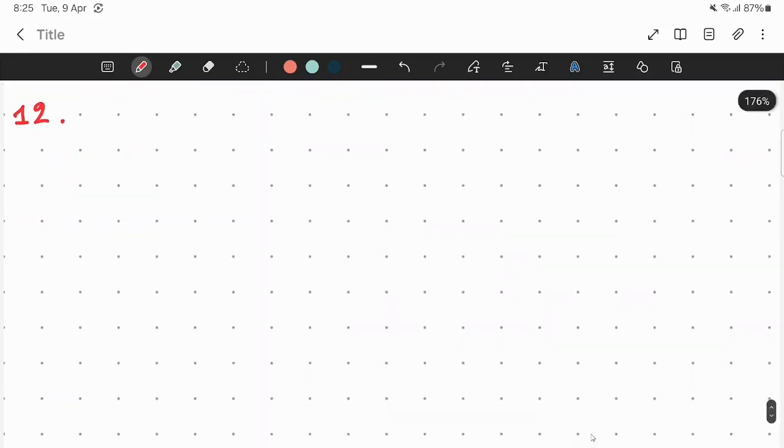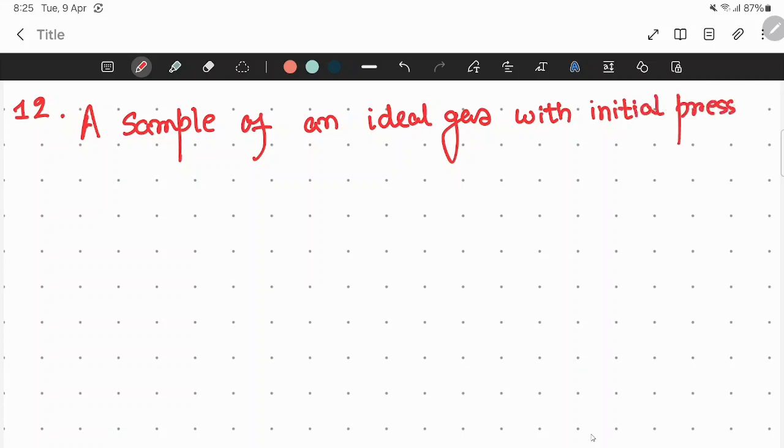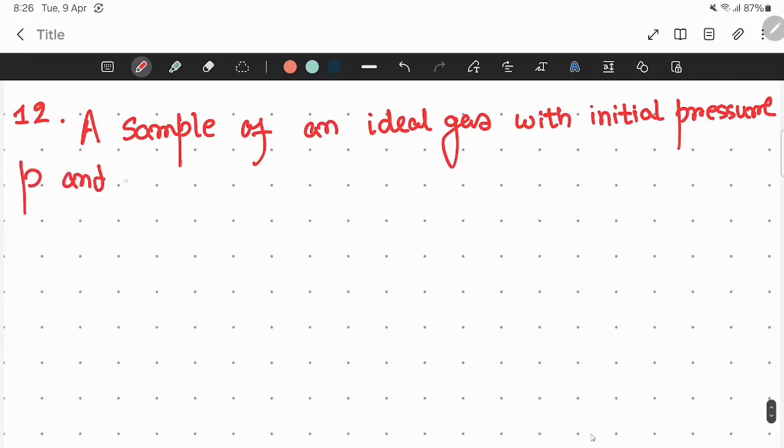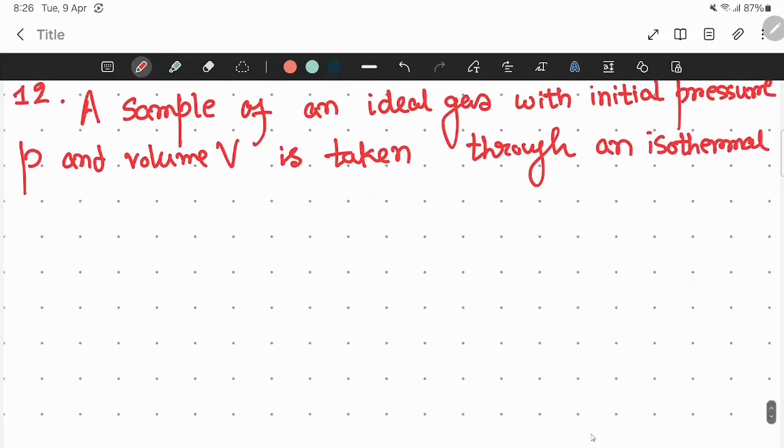Okay, question number 12. A sample of an ideal gas with initial pressure P and volume V is taken through an isothermal expansion process.